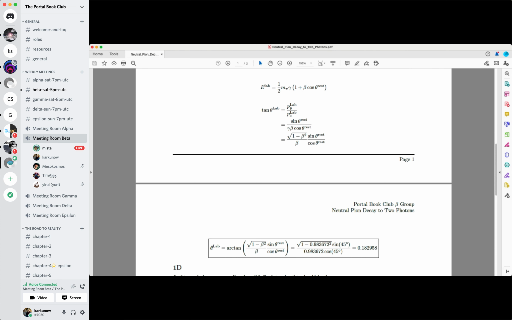So here, we can actually calculate it, right? Because we know theta rest, it's given as 45 degrees, and we know beta, which we calculated. So I just went ahead and substituted in those values. I guess I should convert this to degrees, huh? 0.18 radians. Yeah, so we obtained the angle.